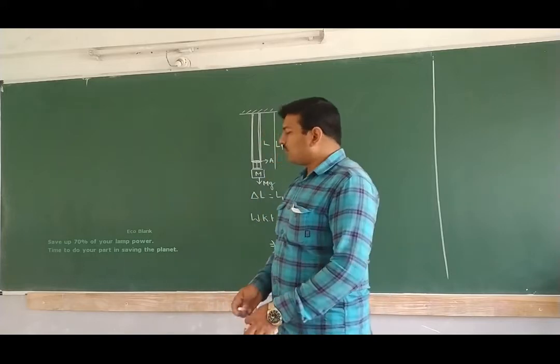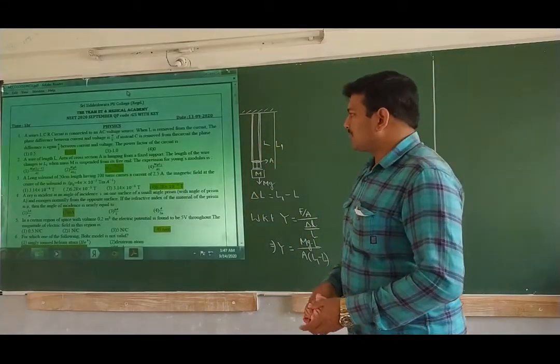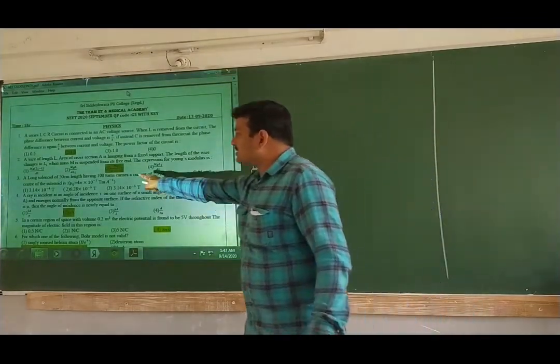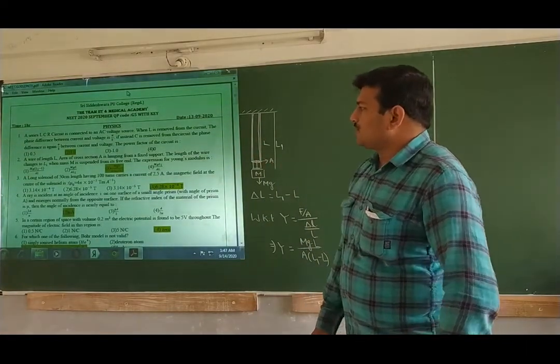Okay, so we'll go with the next question. See the next question. So here what is the right answer? mgL divided by A into L1 minus L. This is the right answer. So next, third question.